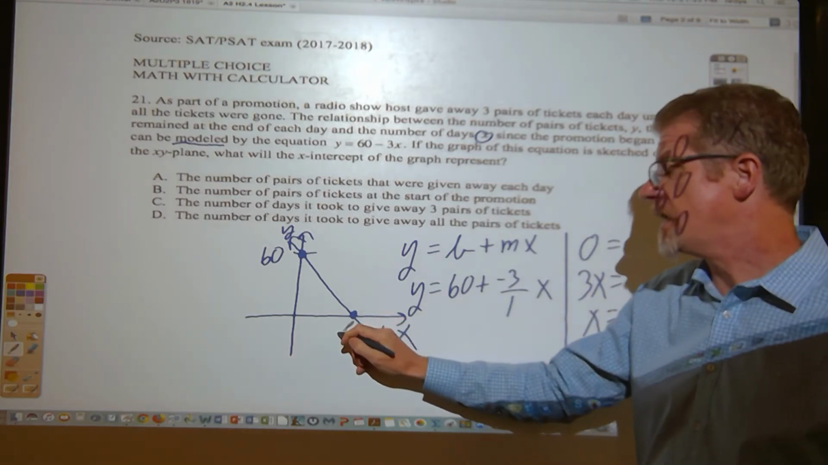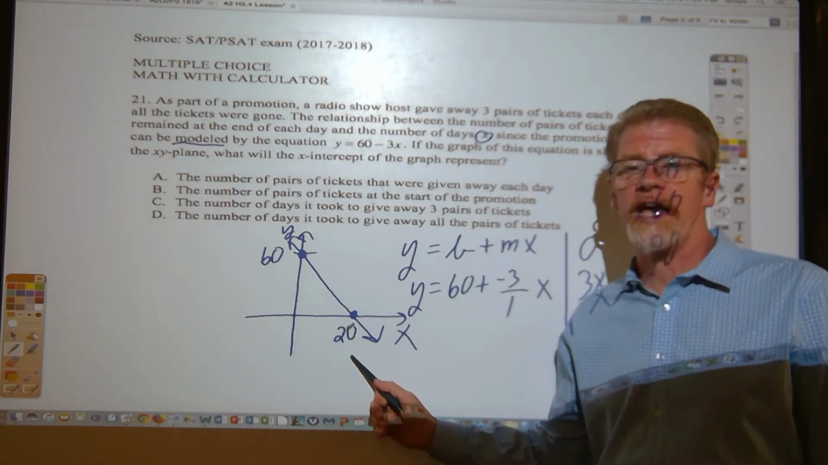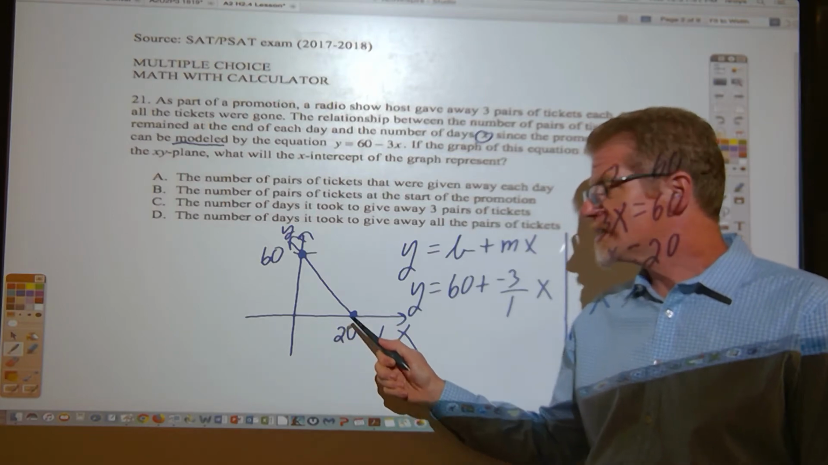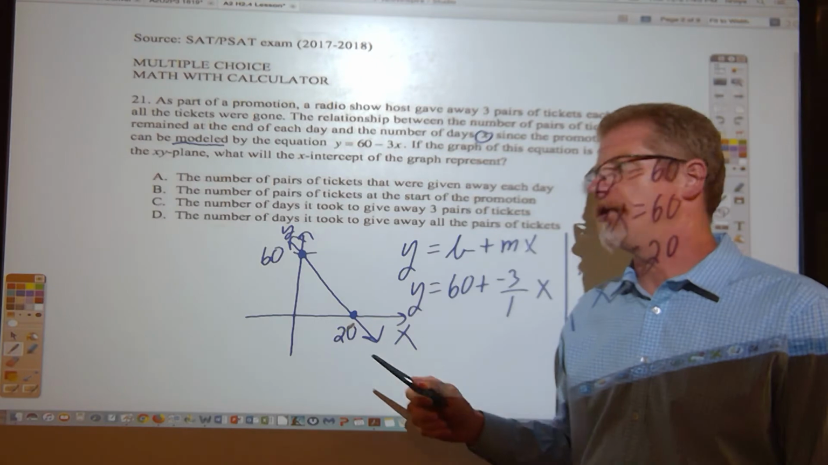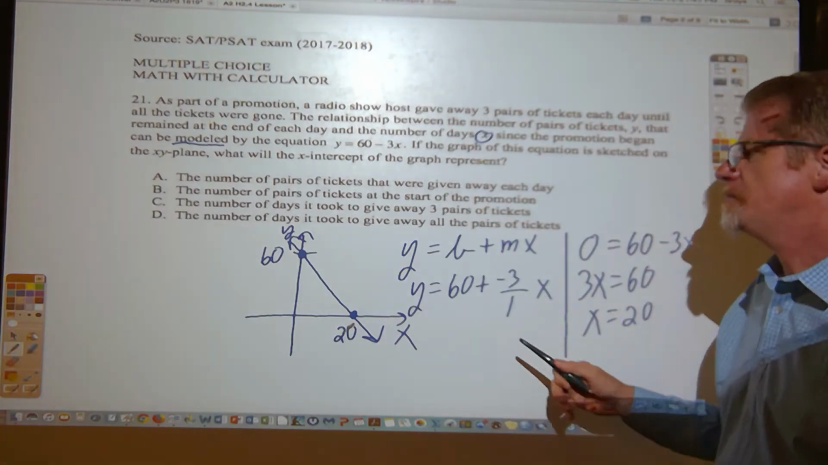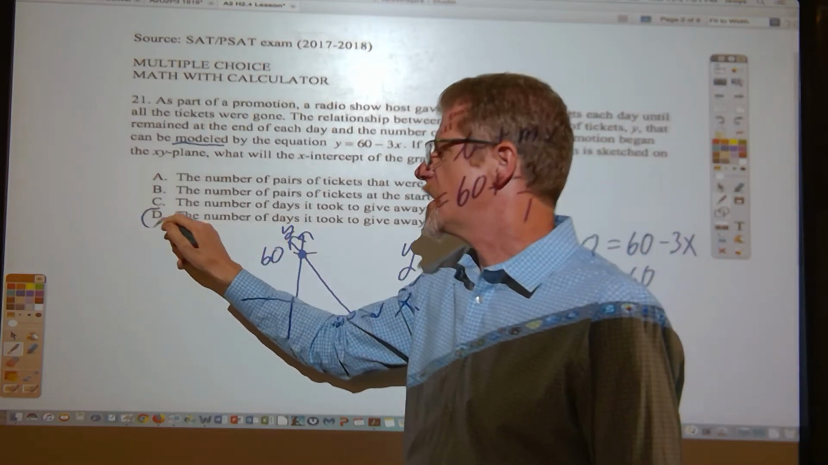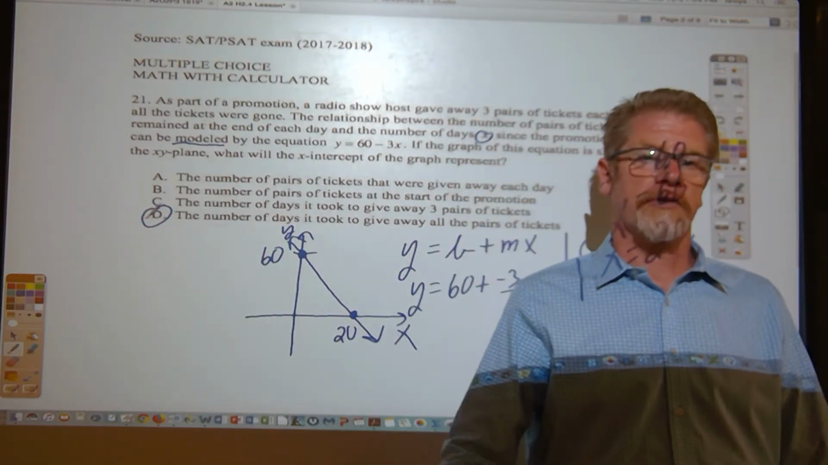So even though they're not asking us for the x-intercept, we do know what it is. It's 20. And what that represents is that it took 20 days for the number of pairs of tickets to dwindle to 0. So let's see which one that would be. The number of days it took to give away all the pairs of tickets. There it is. Letter D was the correct answer. Very few students got that one correct.